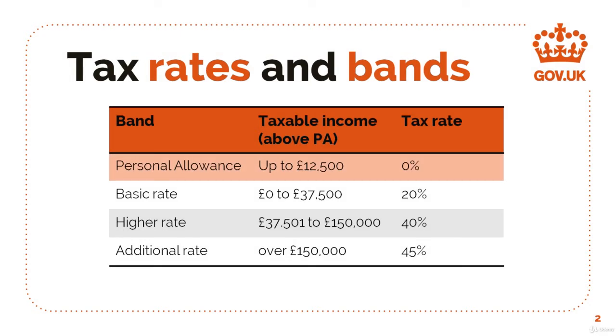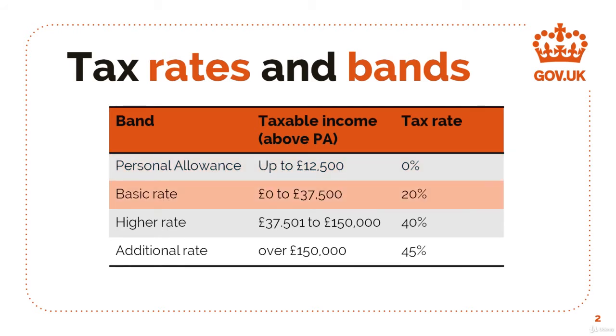Here in England, there's no tax on income of up to £12,500. This is called a personal allowance. If your income is above £12,500, you're taxed 20% on up to £37,500 that is above £12,500.